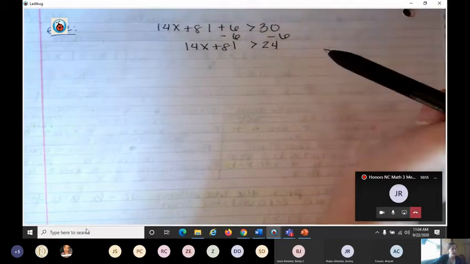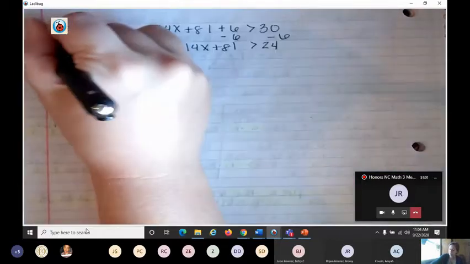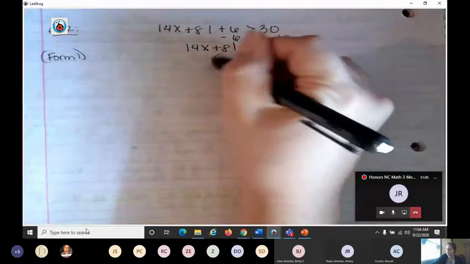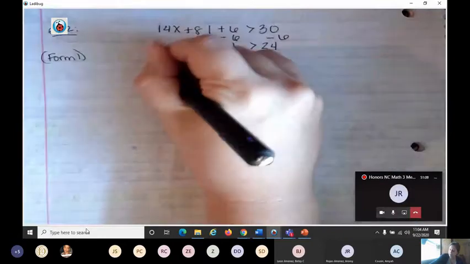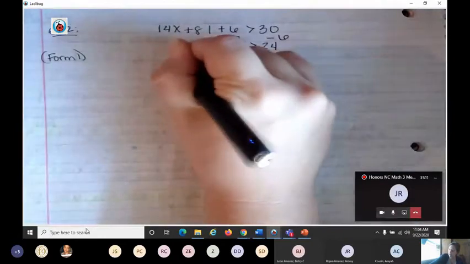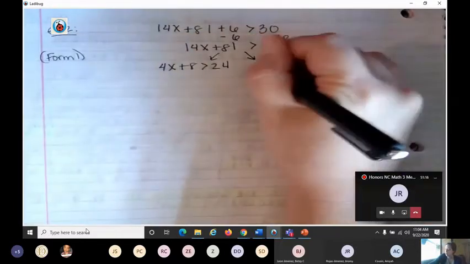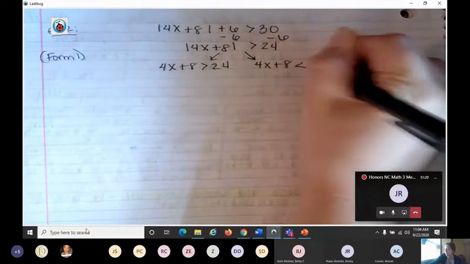Identify what form I have. This happens to be form 1. Okay, and so I'll split it into its 2 different inequalities. So I'll have one where I have 4x plus 8 is greater than 24. And the other one will be that 4x plus 8 is less than negative 24.